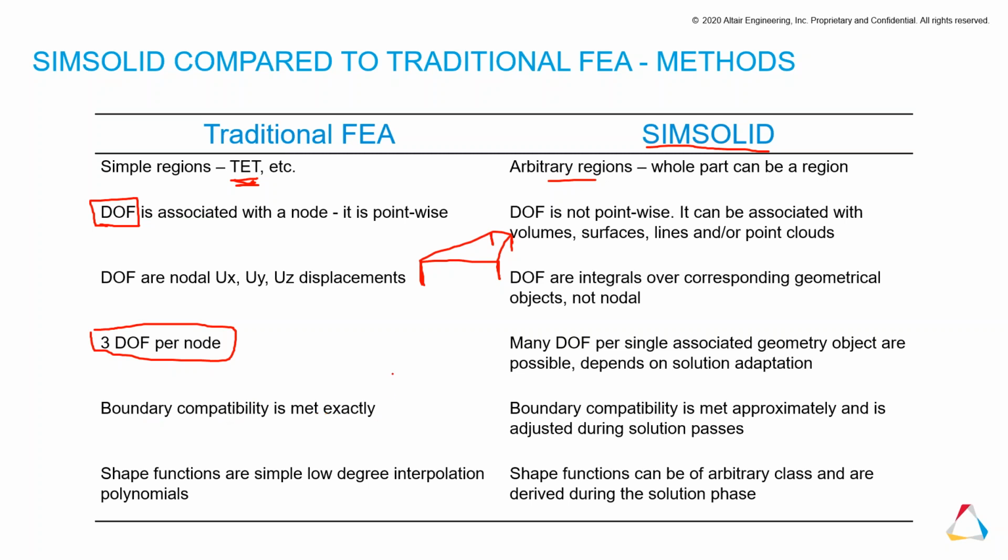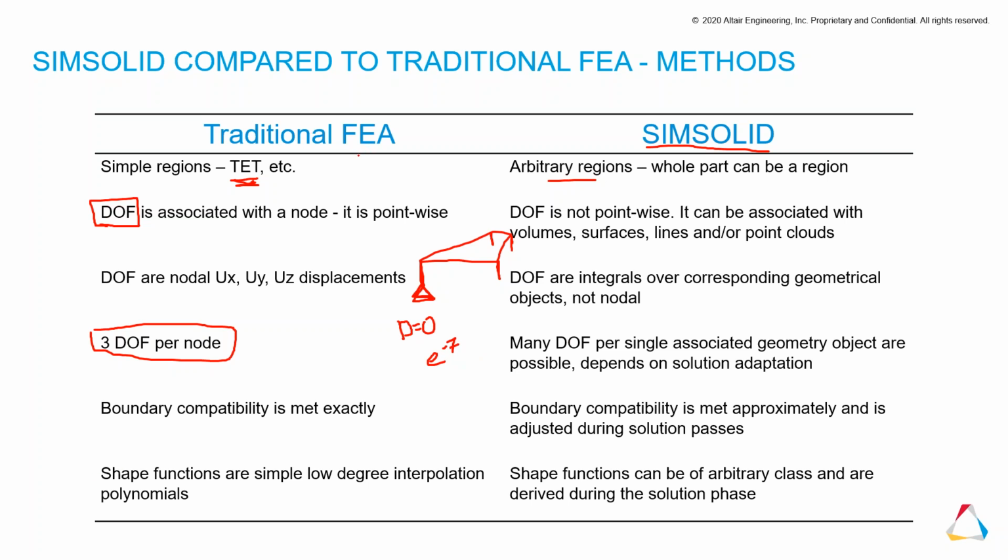So let's say for a simple static analysis, you probably have an SPC, or single point constraint, here. At this constraint, the displacement will always be 0, right, in traditional FEA. But in SimSolid, our boundary conditions are met approximately, meaning you will see some slight displacement at the boundary conditions. It will probably be in the region of e to the power -7 or -6. So it's engineering 0, right? So we approximate the conditions at the boundary.